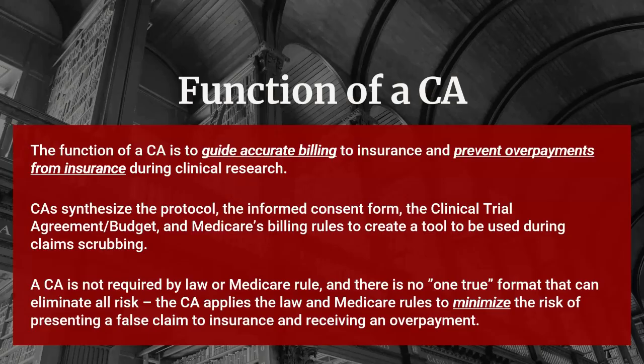But a usable CA minimizes the risk of presenting a false claim to insurance and receiving an overpay, in the same way that an umbrella might minimize the wetness to your shoes and the bottom of your pants. A CA and umbrella both cannot eliminate all risk, but they can minimize the risk when created and used correctly.